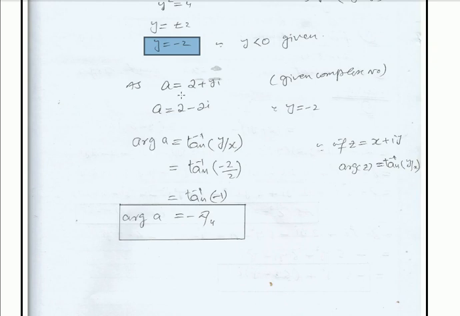As a equals 2 plus yi, the value of y is minus 2 as we have calculated in the above step. To calculate the argument, we have the formula tan inverse of y over x. In this case, the value of y is minus 2 and the value of x is equal to 2. After simplification, we get tan inverse of minus 1, which is equal to minus pi by 4.